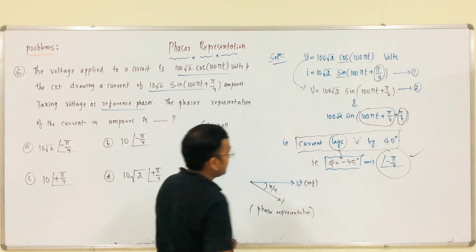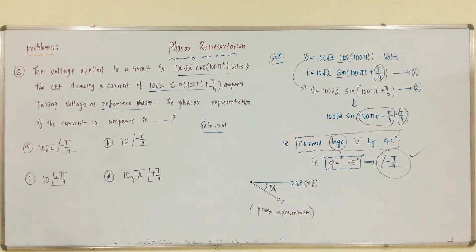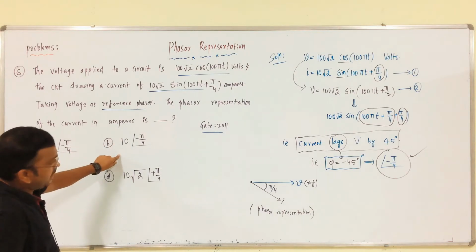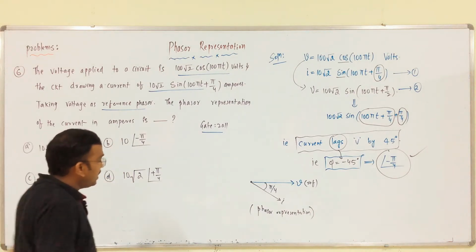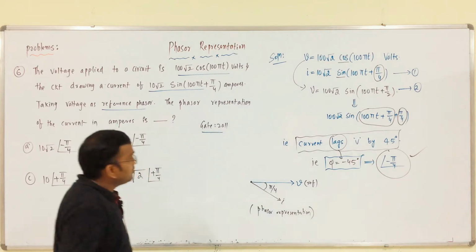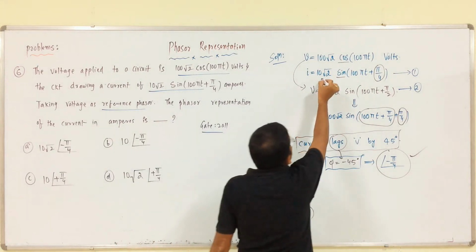Clear? Then the phasor representation of the current in amperes. With respect to ampere, we have to calculate. For that, the phasor representation of current we have to calculate. Okay. See, the current is what?